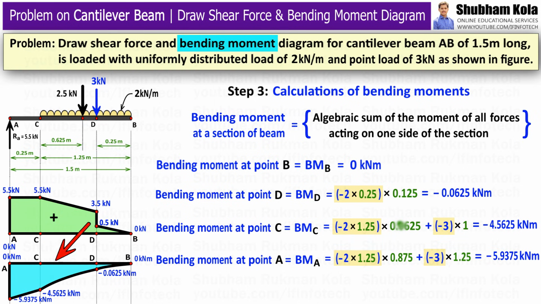Now since I can see this bending moment diagram is drawn below the reference line of bending moment 0 kN meter, I will show this portion by a minus sign. So here I have completed the shear force diagram and bending moment diagram for this cantilever beam.